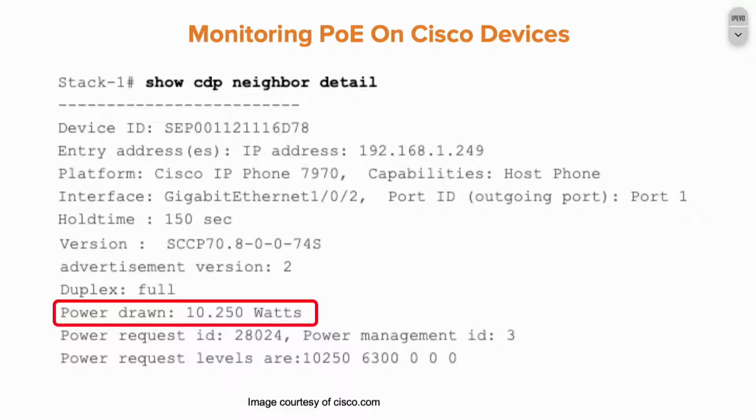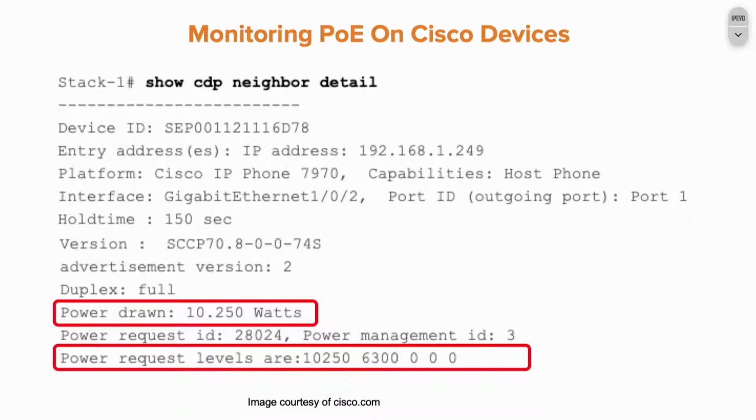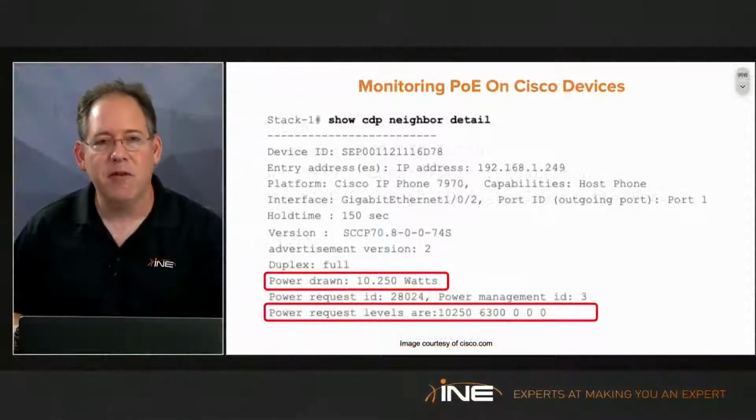Notice down here under power request levels, this is the IP phone's way of saying, I would prefer to operate at 10.25 watts. However, I am capable of operating at 6.3 watts with a reduced screen brightness. So this particular phone has reduced screen brightness, and if it's on that setting, it doesn't need to draw nearly as much power. You can see from CDP neighbor that we've gotten that information from the phone via CDP messages.